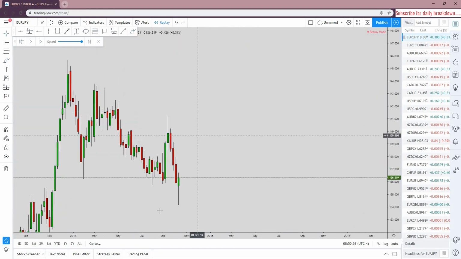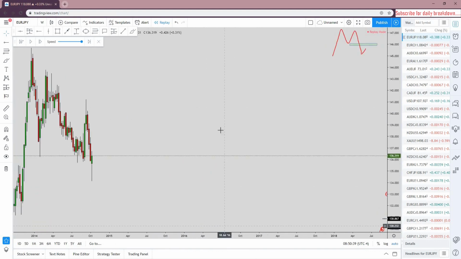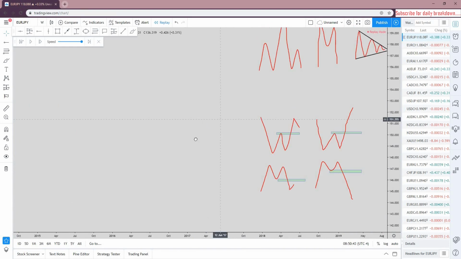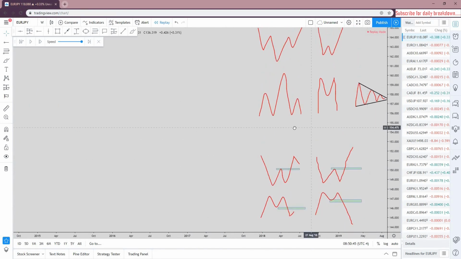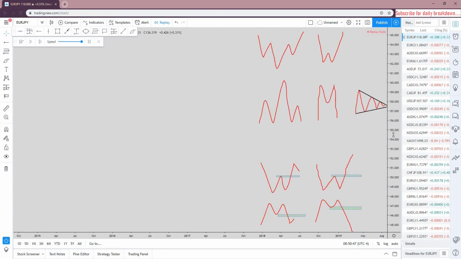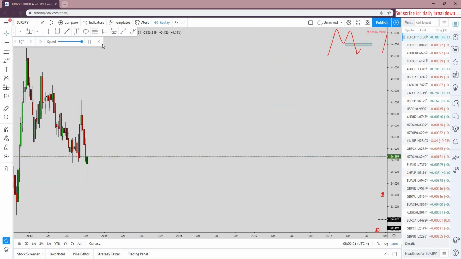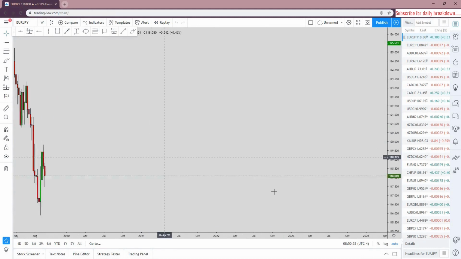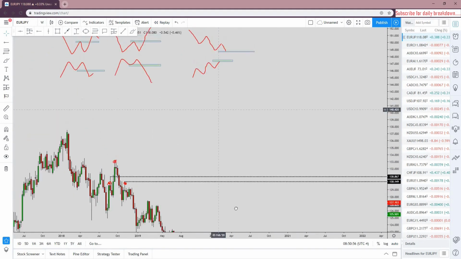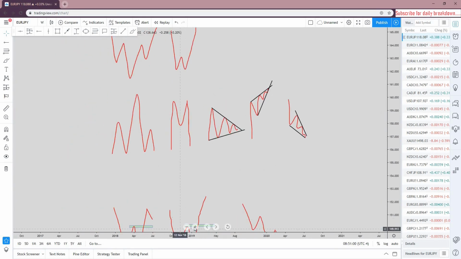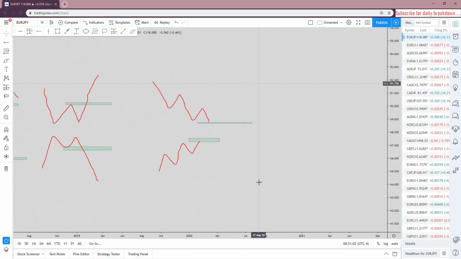So the concept now should be quite clear. Let's continue with our patterns. So at the moment we spoke about most of the patterns. What we need to speak about is wedge formations. So let's go and speak about wedge formations. Let's identify these patterns in the market.